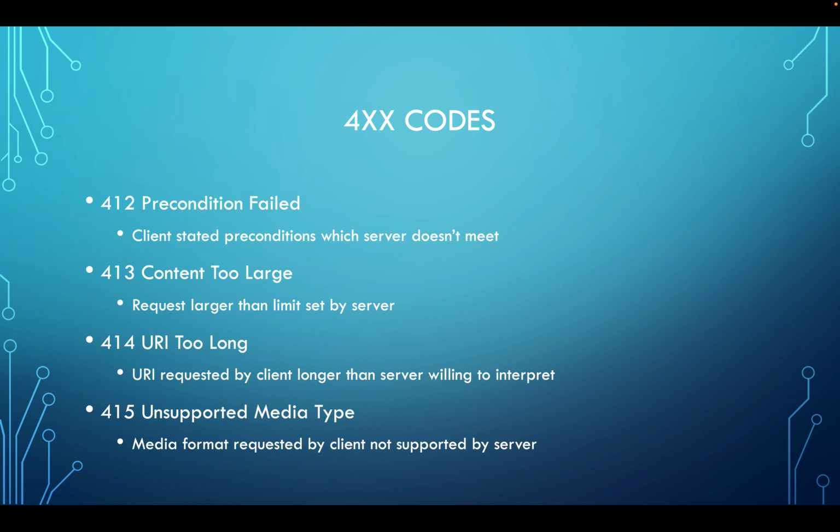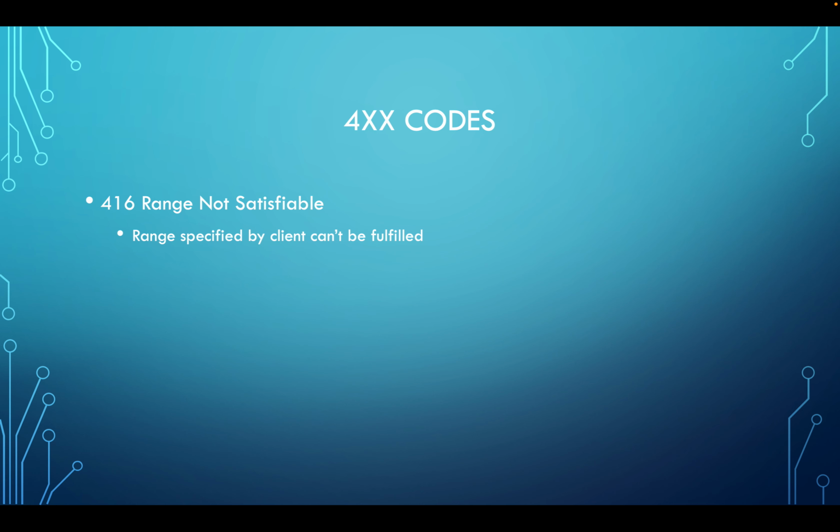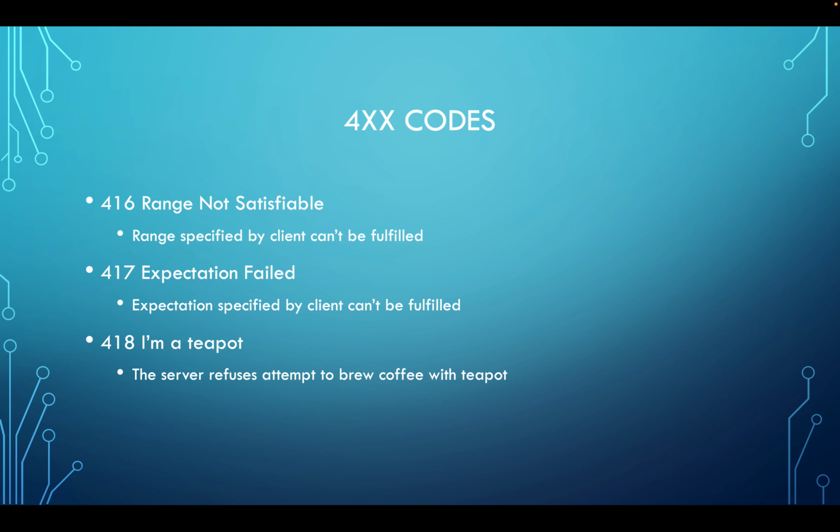415 is unsupported media type. Basically, whatever format you're requesting, something isn't supported by the server. And 416, range not satisfiable, meaning the range requested by a client can't be fulfilled by the server. Then 417, expectation failed, meaning the expectation specified by a client cannot be fulfilled. And 418 is I'm a teapot. It means the server doesn't want to brew coffee with the teapot.